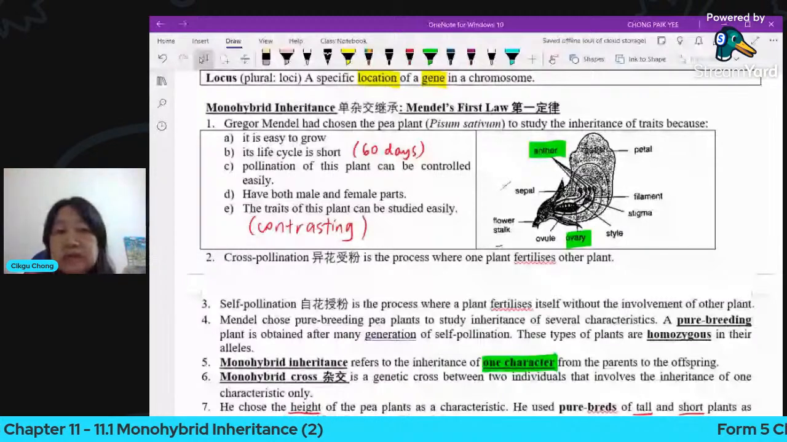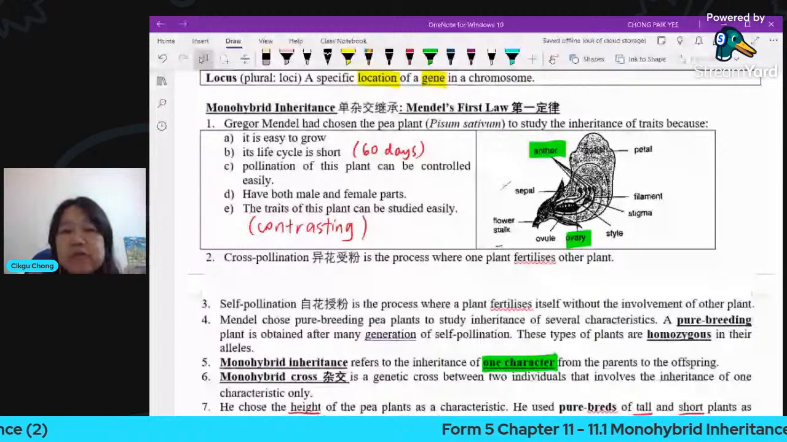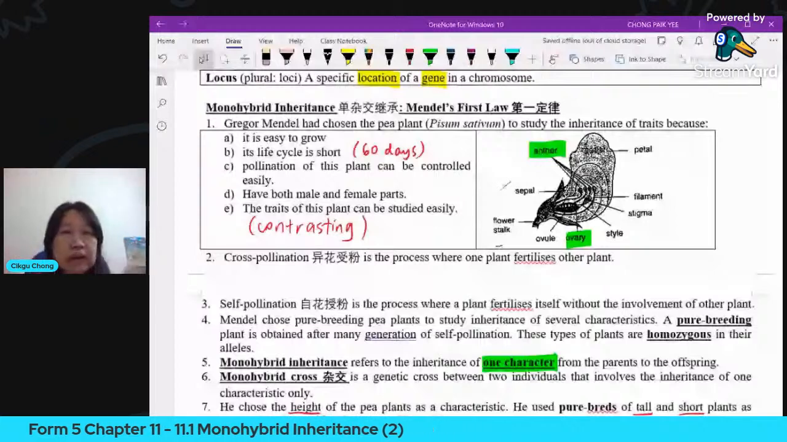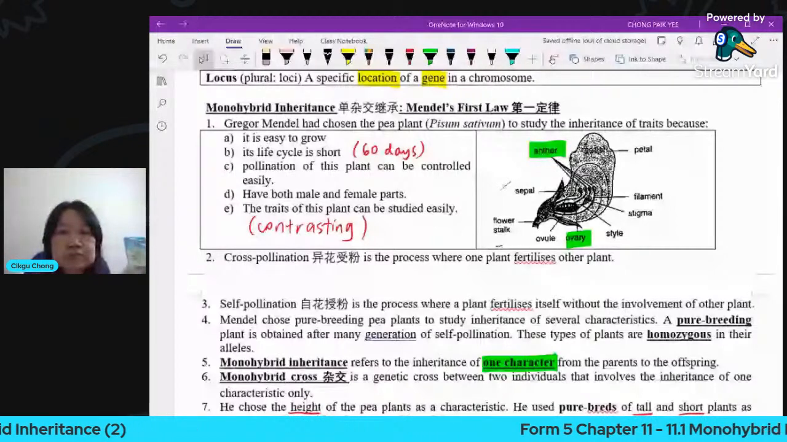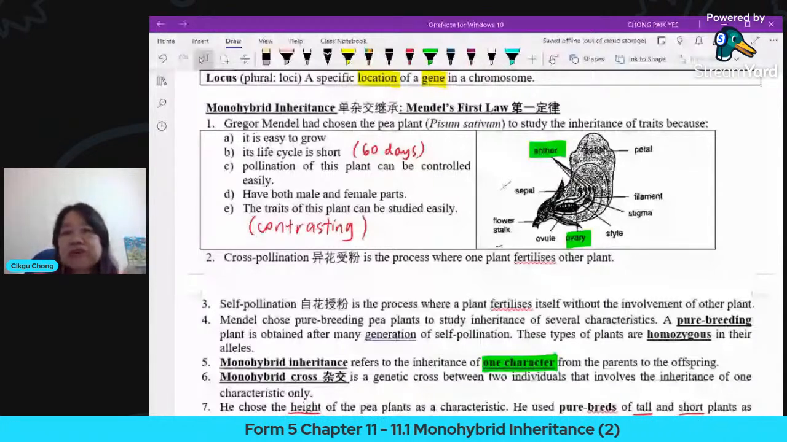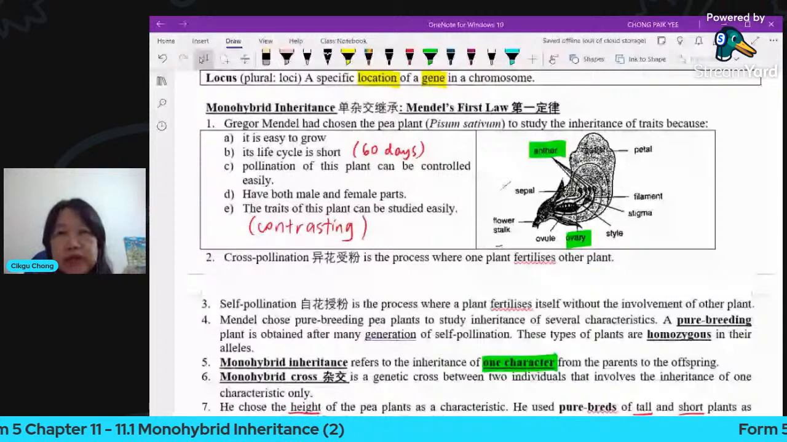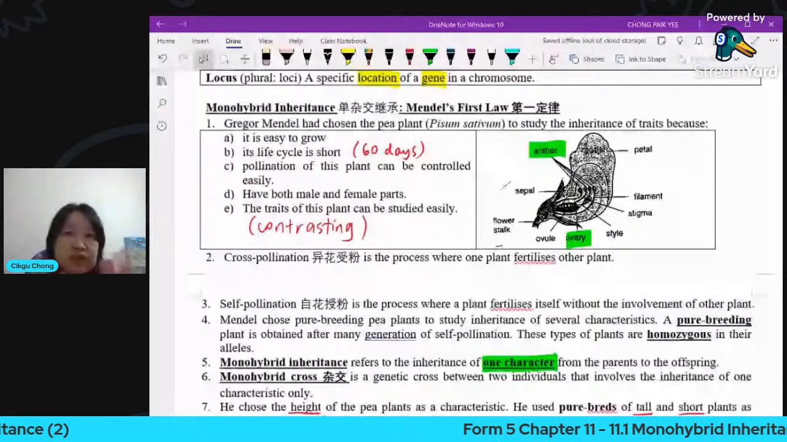Okay, next one, the plant has both male and female parts. And then next one, the traits of this plant can be studied easily. Now, why easily? Because the traits are contrasting. They are very obvious. There are two types of traits. Example, purple flower and white flower. There are only two types. You don't have so many different types, or what they call a mix of purple and white. You would find it difficult to see when you look at the flower: oh, is it purple or is it white? You're not sure. But for this one, it's very clear. It's either purple or white.